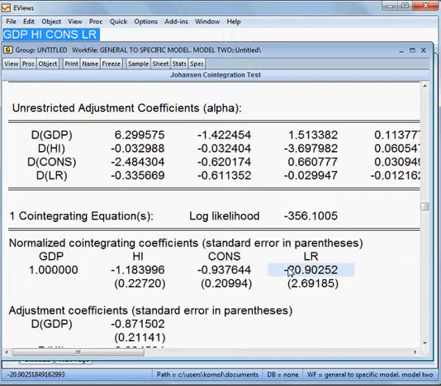Now we see what happens in the short run coefficient. So these are the long run coefficients. Now in future we shall be checking what happens to the short run coefficients.